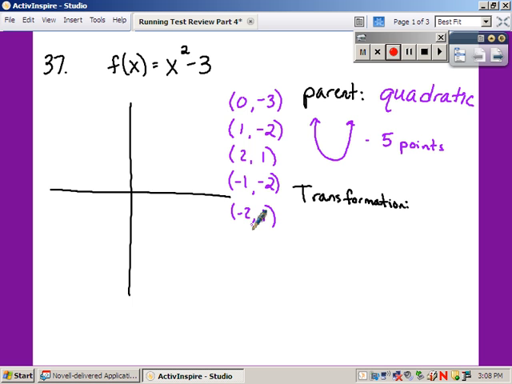So it's time to graph this whole thing. I need to put on 0, negative 3; 1, negative 2; 2, 1; negative 2, 1; and negative 1, negative 2. Then I can connect that in.